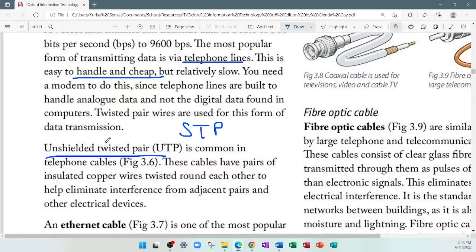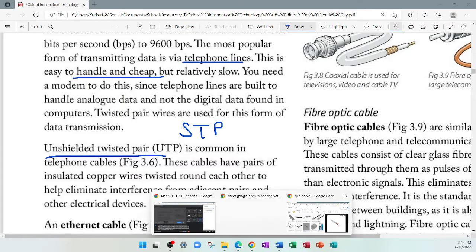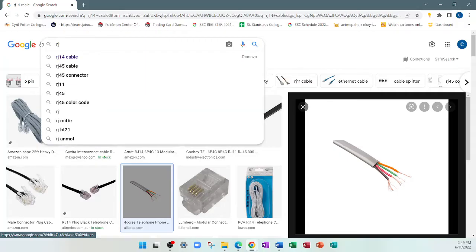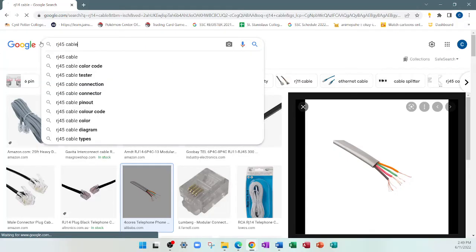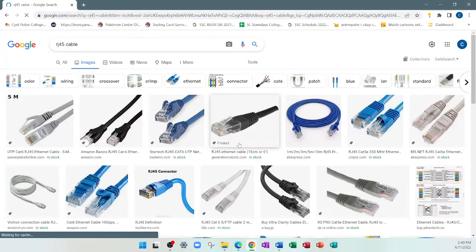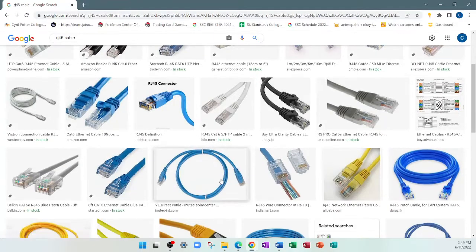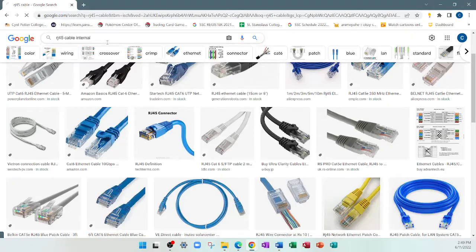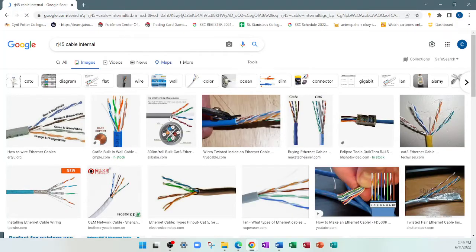Unshielded basically means that if you look back at the cable, RJ45, that's the name of the cable. So the RJ45 cable, let me look at the internal.